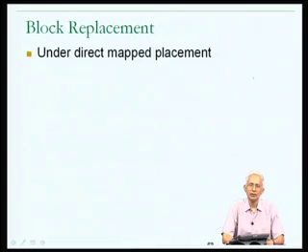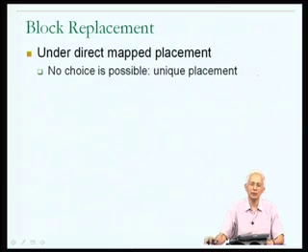And therefore, if on reference to a particular main memory block, it is found that that main memory block is not present in the cache, then there is really no decision that has to be made about which cache block should be replaced, because there is a unique relationship between a main memory block and a cache block. And therefore, one could clearly see that there is no block replacement policy required. So no choice is possible because of this unique placement property under direct mapping. The hardware does not have to make a decision. The decision is decided by the placement policy.